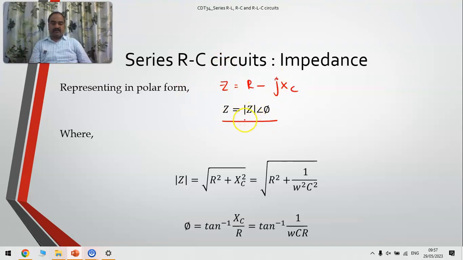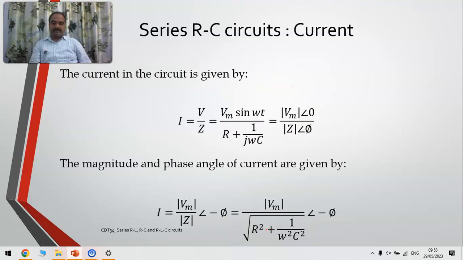Now, if you want to convert it into polar form, the magnitude is given by the square root of R squared plus XC squared, whereas the angle is given by tan inverse of the imaginary component. The imaginary component is minus XC here, so it is tan inverse of minus XC by R, which is tan inverse of minus 1 by omega C R.